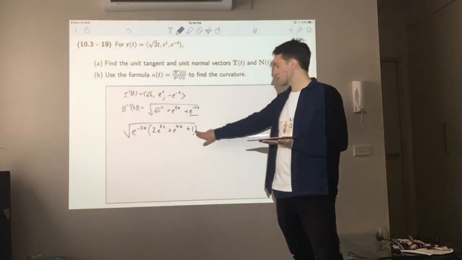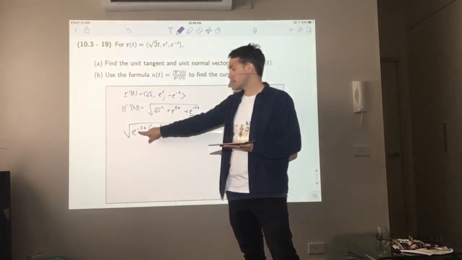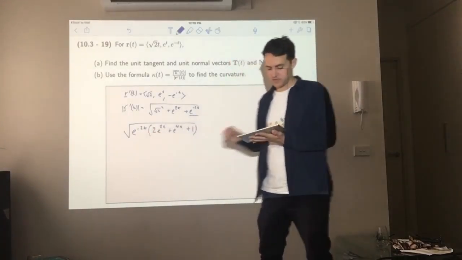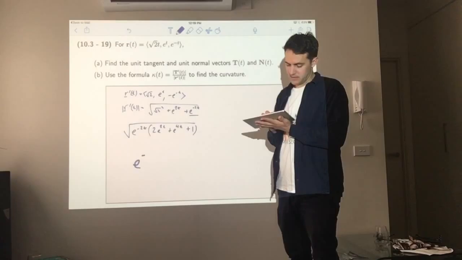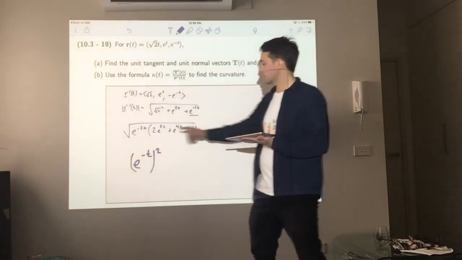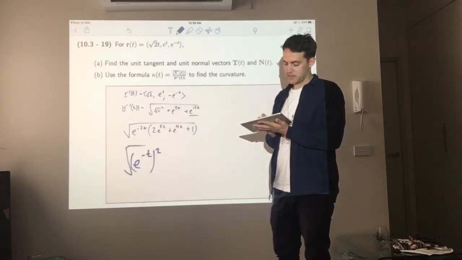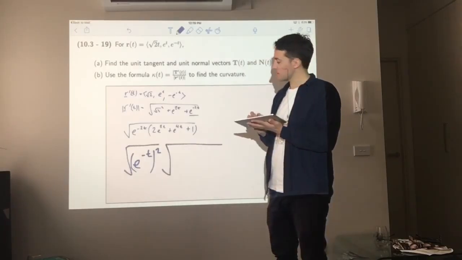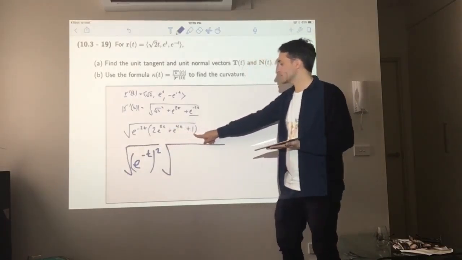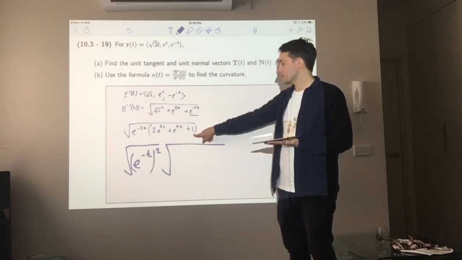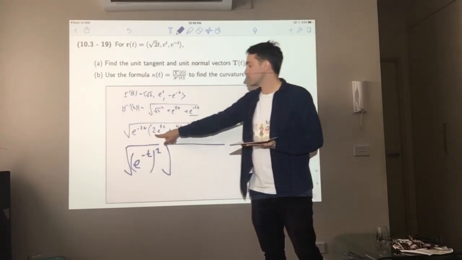This is quite useful. So now, this actually is a square. This is a perfect square. So this is e to the negative t squared, so it's going to be able to simplify inside that square root. On this one, this is actually a perfect square as well. So we've got a 1, we've got a 2.